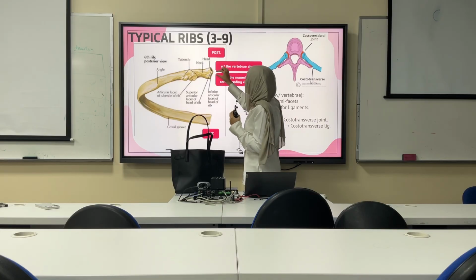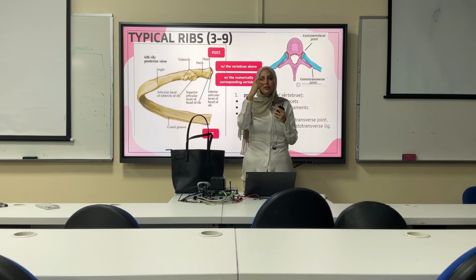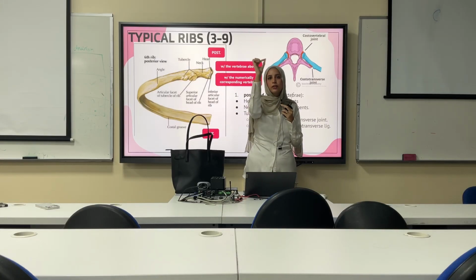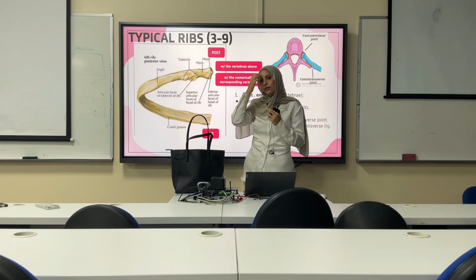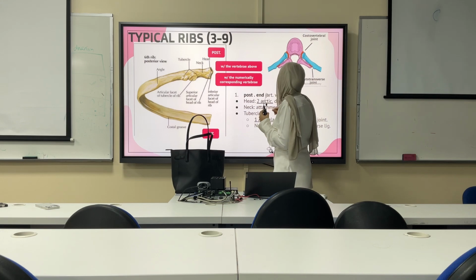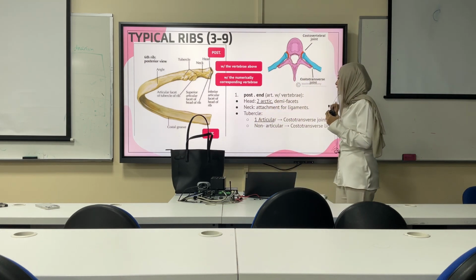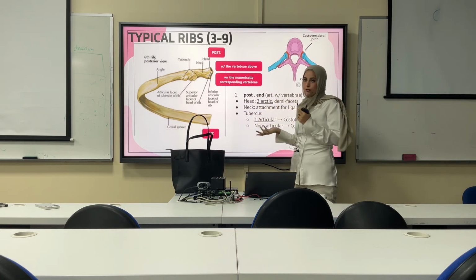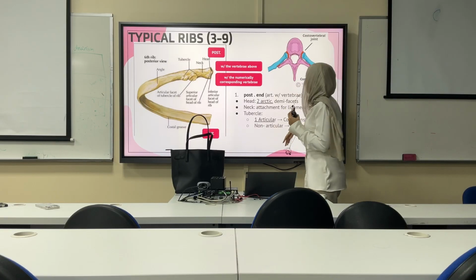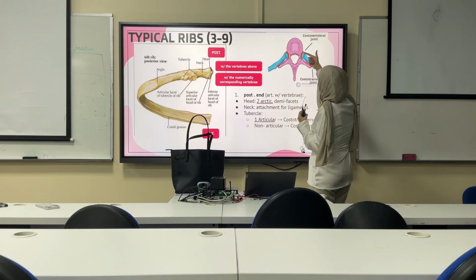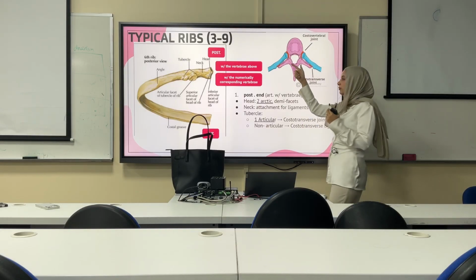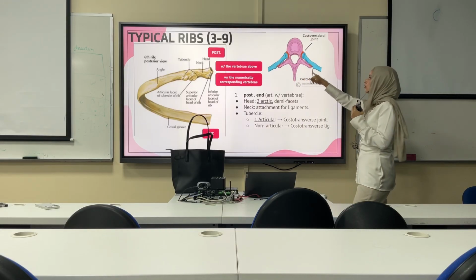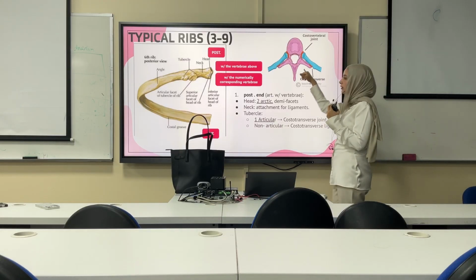Okay, and the connection will be directly at the intervertebral disc. So just a part of the lower part of the upper vertebra and the upper part of the lower vertebra, if that makes sense. Yeah, I think that's it. And then the neck is an attachment for some ligaments. You can see here this is the costovertebral joint, the main connection between the rib and the vertebra. And then we have another one, the costotransverse, between the tubercle and the transverse process.